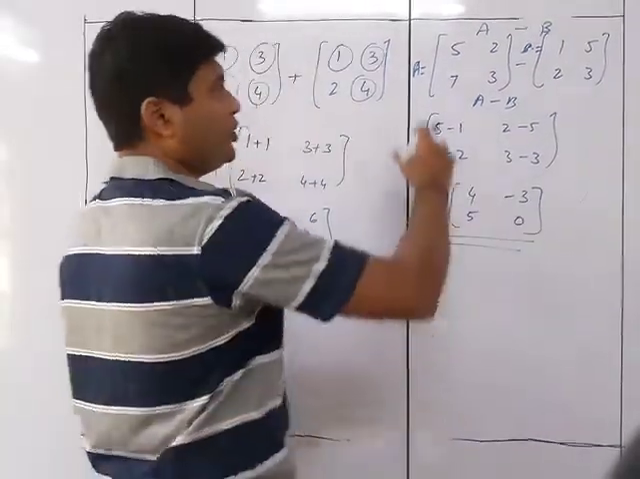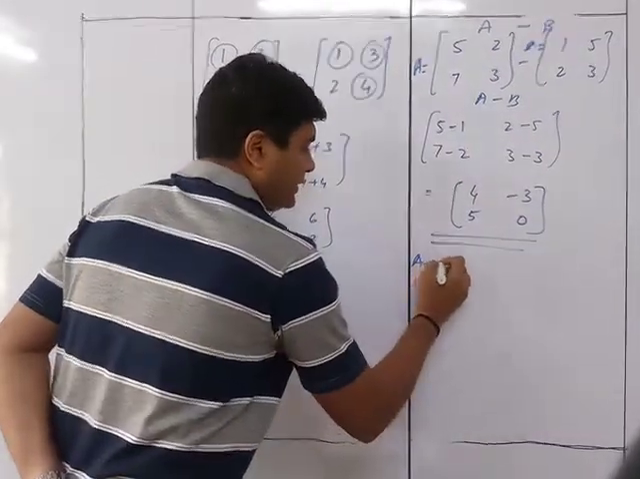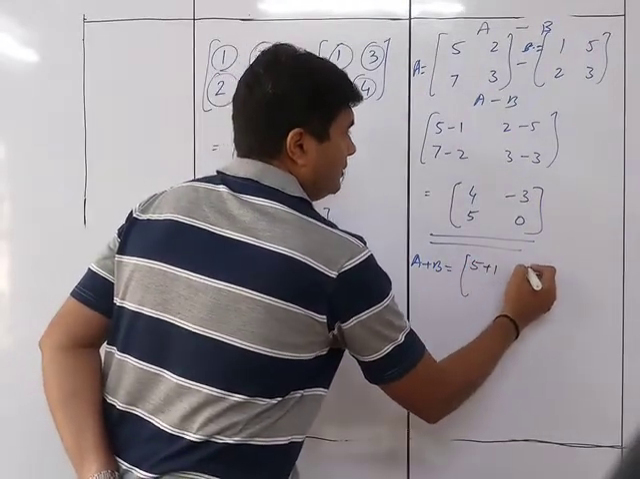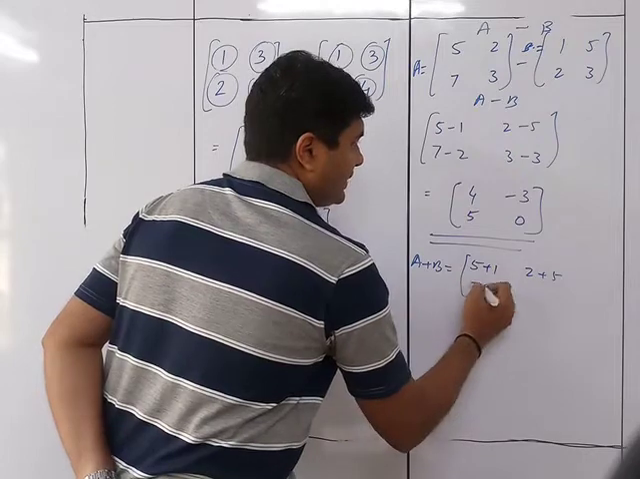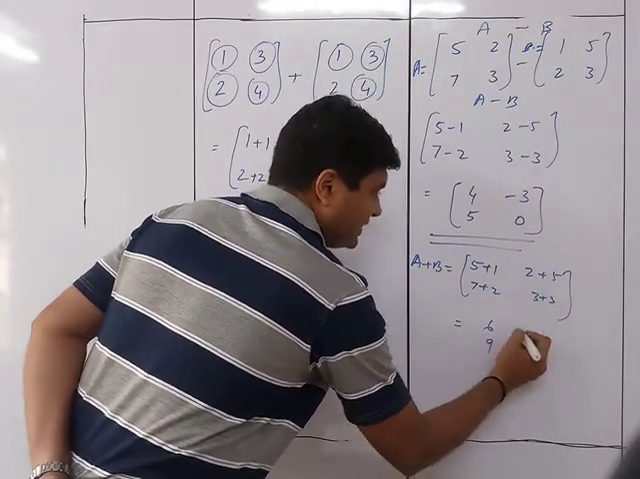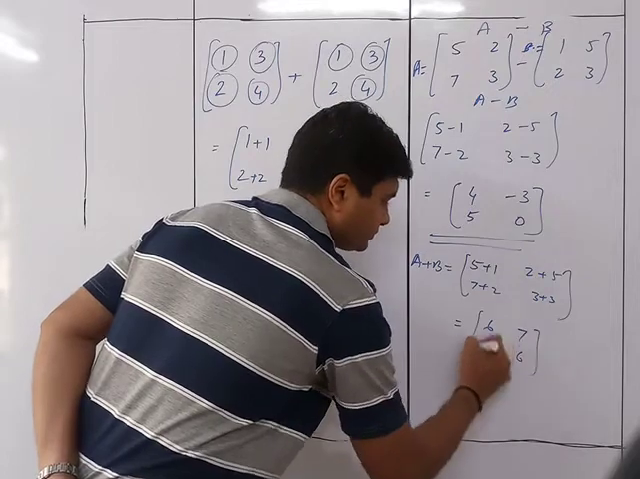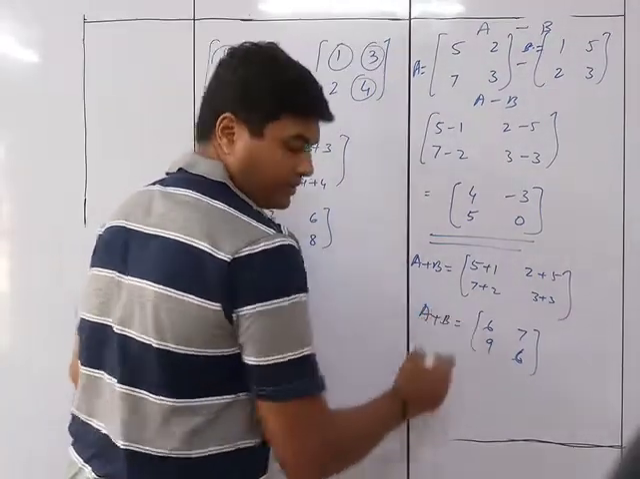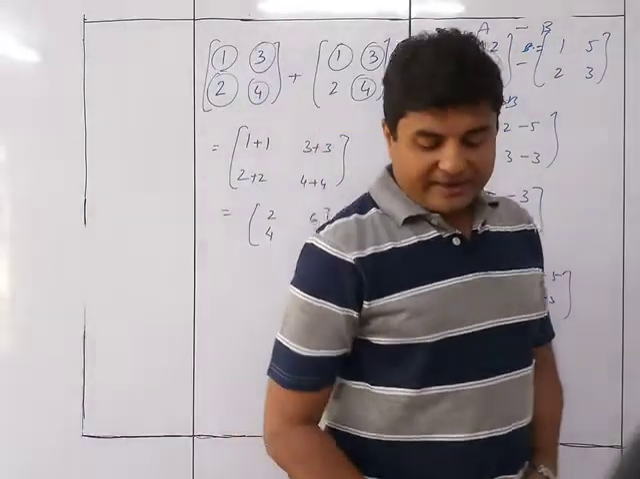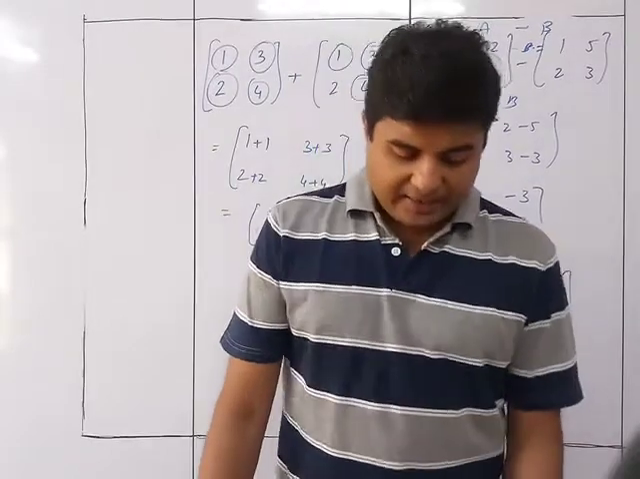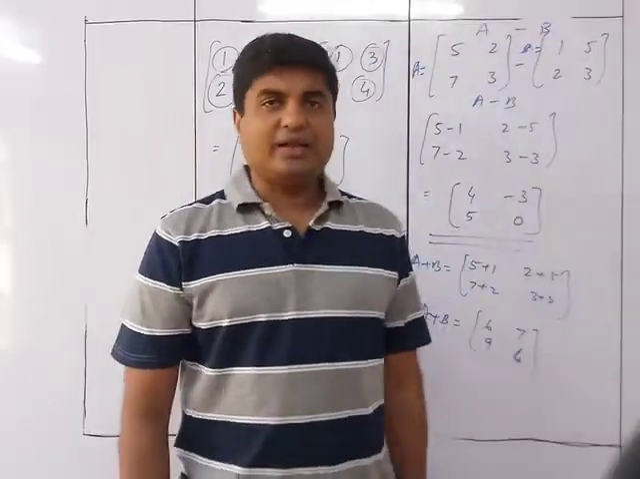The same way, if it would have been addition, that is A plus B, then what happens? This would be 5 plus 1, 2 plus 5, 7 plus 2, 3 plus 3. Accordingly, this will be 6, 9, 7, 6. That is A plus B. Is it clear? So addition and subtraction is very simple.